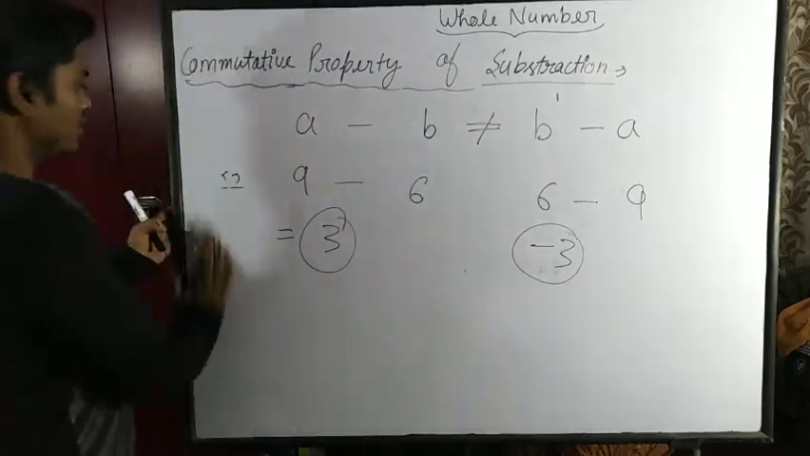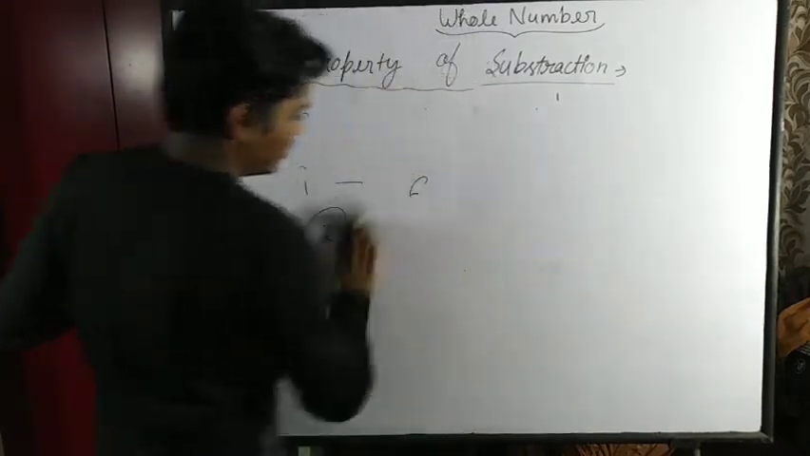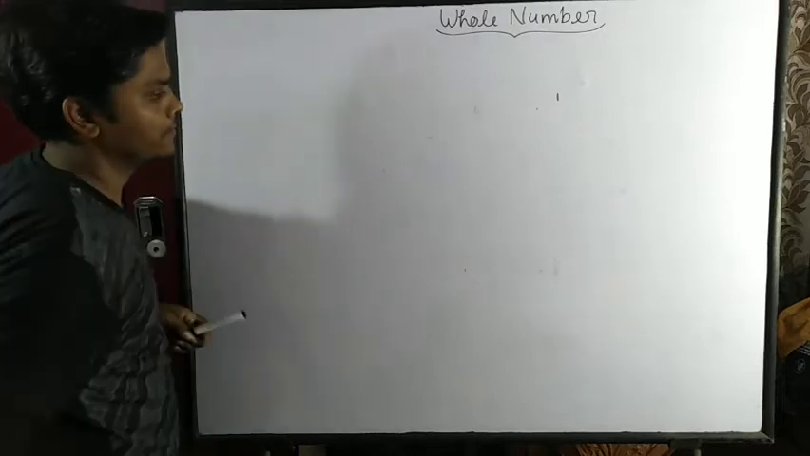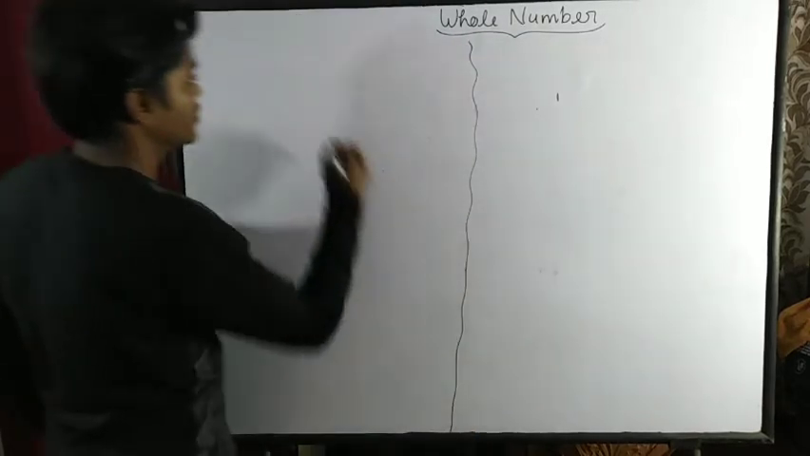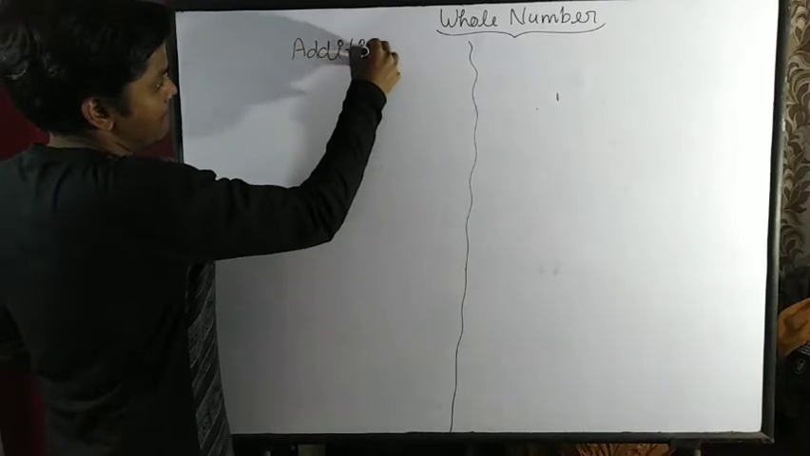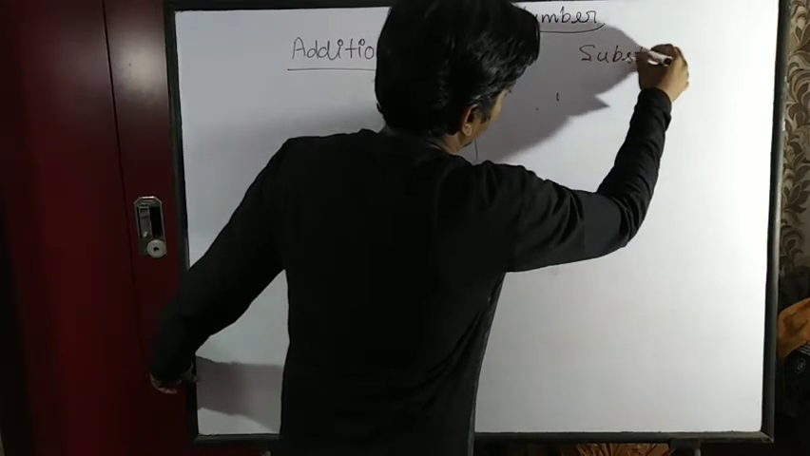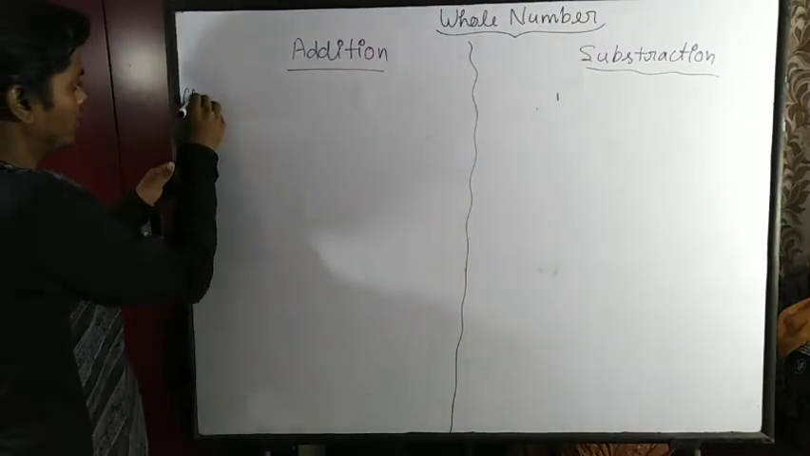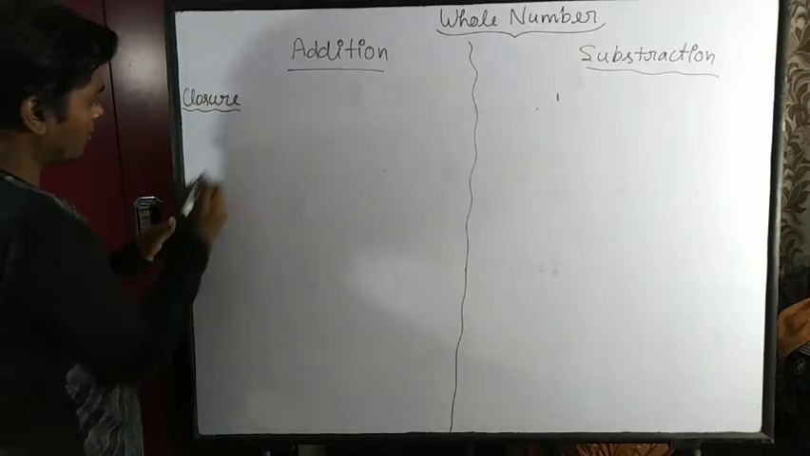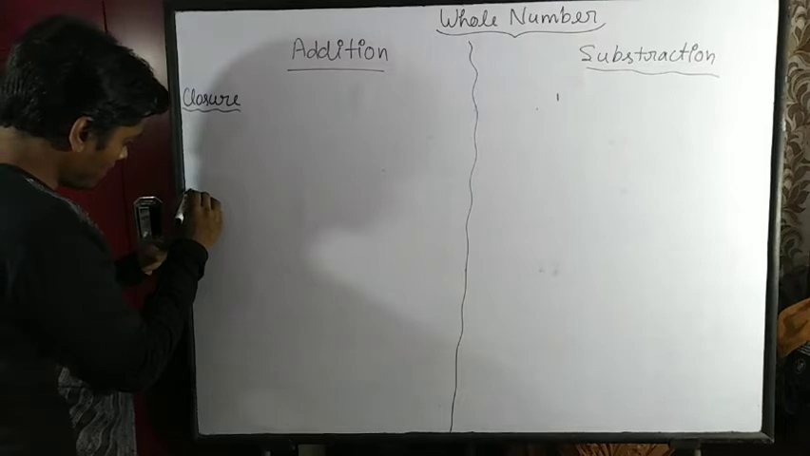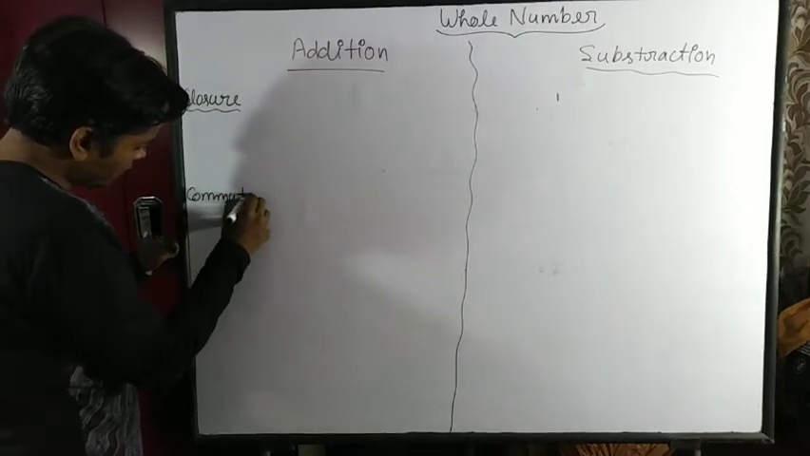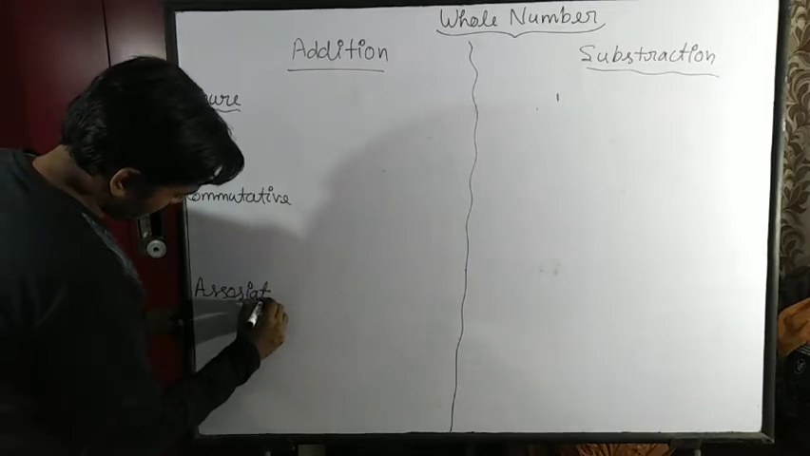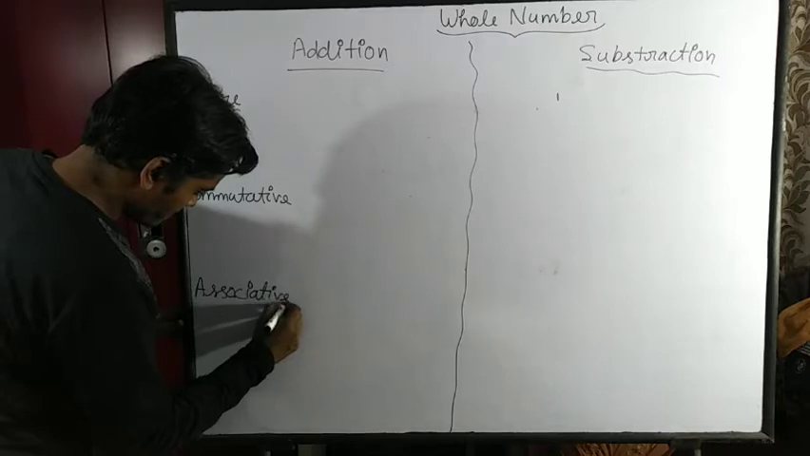Now we will see the difference between both, addition and subtraction, on the basis of the closure property, commutative and associative properties.